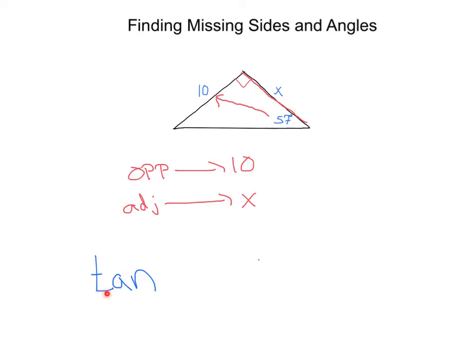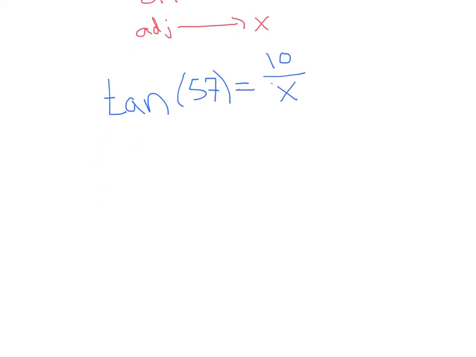So to set this up, I've got tangent of my angle, always your angle. That'll be tangent of 57 equals opposite 10 over adjacent, which is x. Solving from there, let's get our x out of the denominator. So I multiply x both sides, and I'm going to divide by tan 57. That's going to give me x equals 10 divided by tangent of 57. This is going to be approximately 6.5.